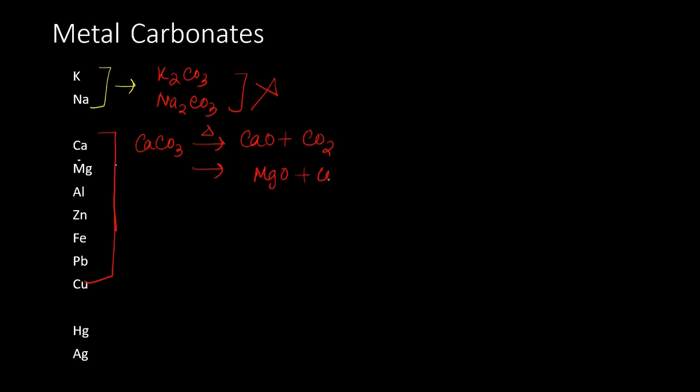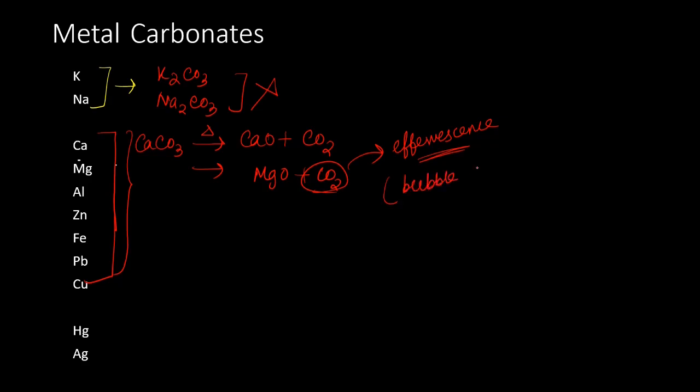MgCO3 gives MgO and CO2. So which gas is being released? A question may come: which gas is released when these carbonates are heated? CO2. What is the characteristic property of CO2? Effervescence. If you don't know what effervescence is, I have said it earlier in some video. Effervescence is basically bubble formation in the reaction medium.